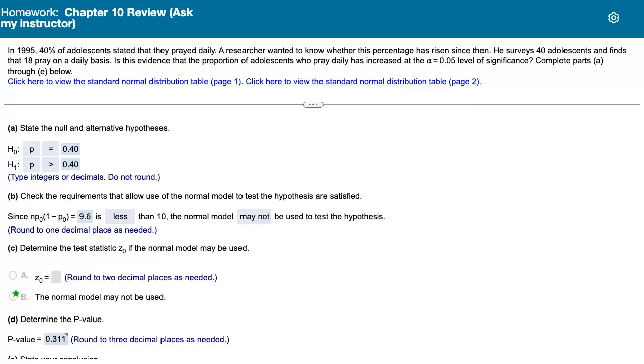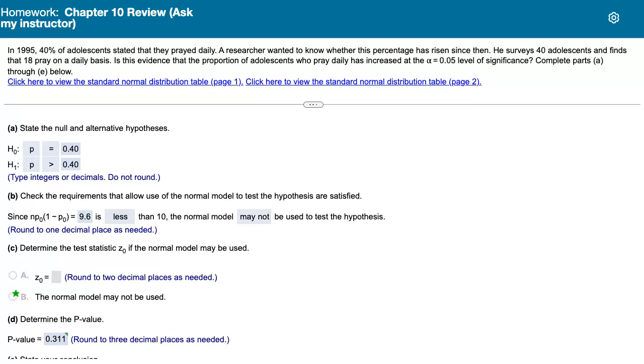Take a moment to read this full problem statement. In this particular example, our objective is to test hypotheses about a population proportion. We're going to use technology as much as we can. I'm going to choose to use StatCrunch here. And one more thing I want to do is focus mostly on part D.